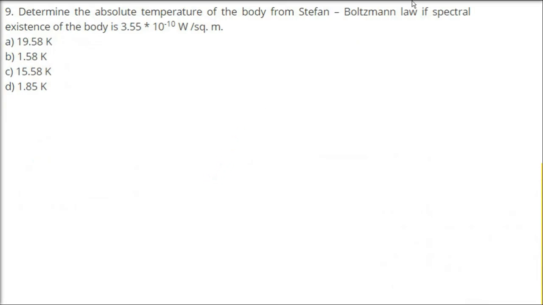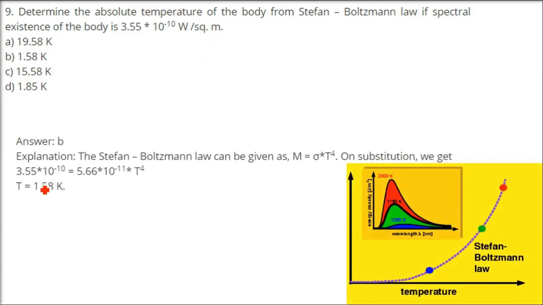Determine the absolute temperature of a body from Stefan-Boltzmann law, if the spectral excitance of a body is 3.55 into 10 to the power minus 10 watt per square meter. So we know the Stefan-Boltzmann constant, we have already used it in an earlier question: M equals sigma T to the power 4. Since M is already given, and sigma is a constant, we know this constant, and temperature T to the power 4, T you want to know. So by this you have B as the answer, 1.58 K, that is the Kelvin. Temperature will come in the Kelvin.